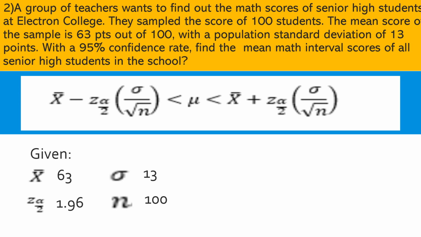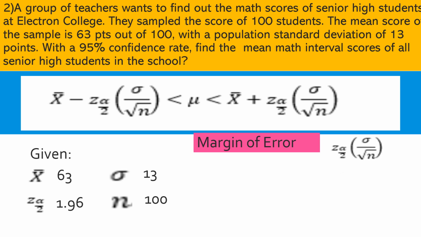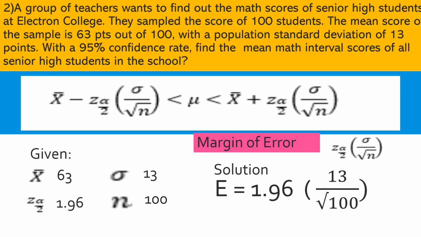Okay, kung meron ka ng sample mean, meron ka ng standard deviation, meron ka ng confidence coefficient, at meron ka ng n, you can now compute the margin of error. Okay, so the formula would be z sub a over 2 times the quantity of the standard deviation divided by the square root of n. So replacing 1.96 in our formula, then replacing 13 in the sigma, and replacing 100 as the value of n.